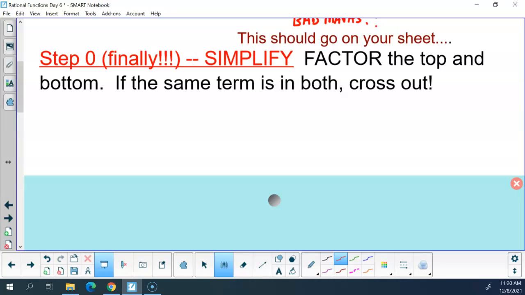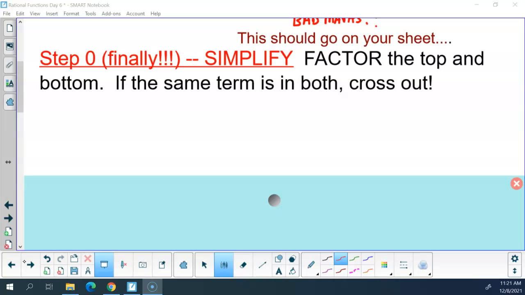Now, with step 0 comes one condition and one new rule, but I'll wait for you guys to get it copied down before I do both. All right, so that's step 0. Now, my question to you is, what is step number 1? Find the domain.